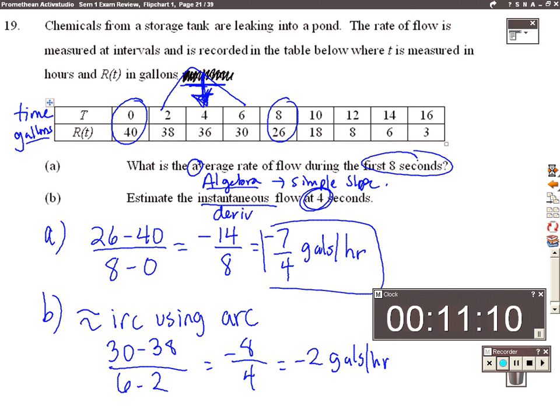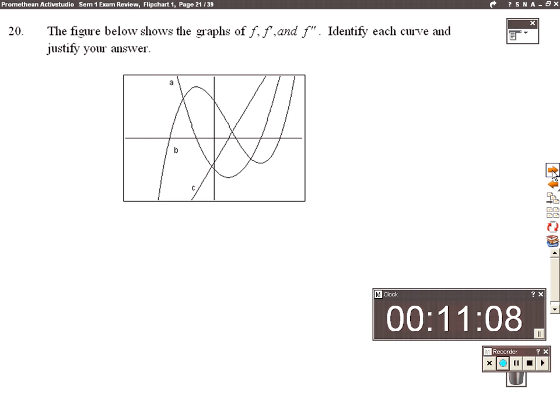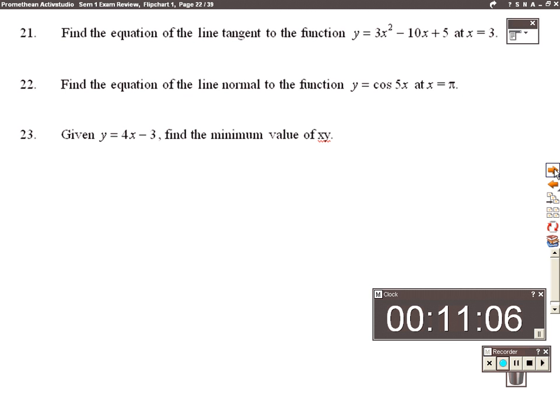Alright, let's take a look. We've already done number 20 in the last video. Let's take a look at problem number 21. We're looking for the equation of a tangent line. In number 21, if we're looking for the equation of a line, we're going to start with the standard form of the equation of a line.